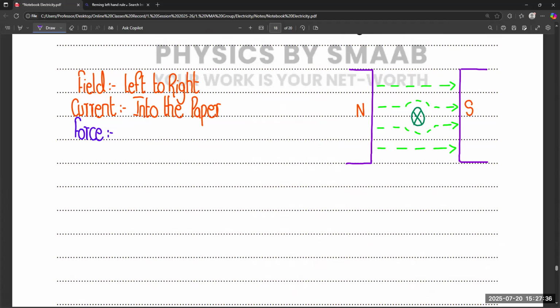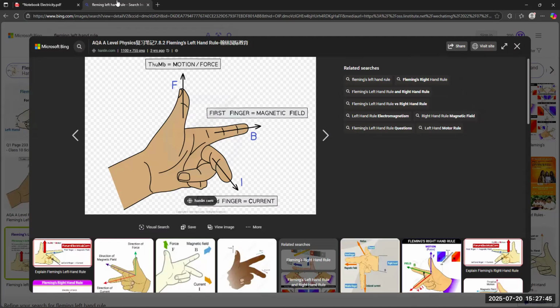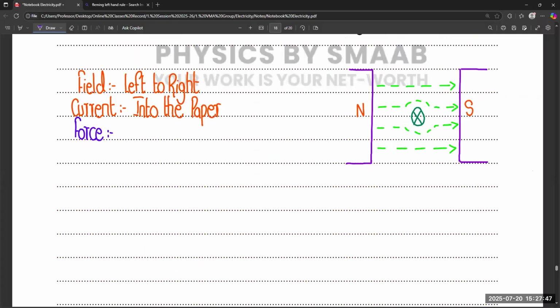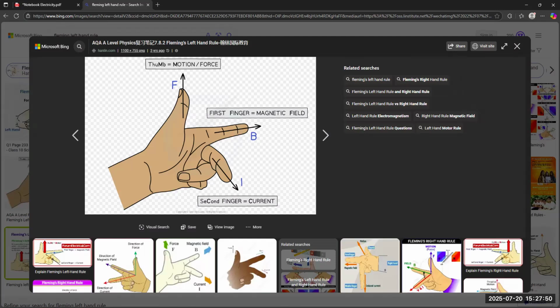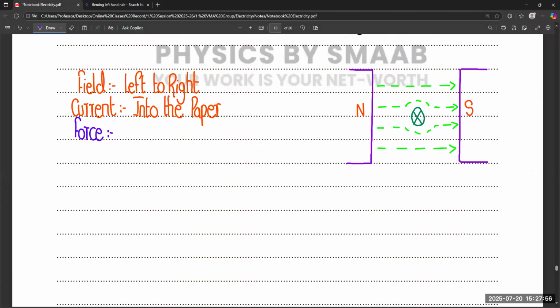So the direction of force will be, if you again use the left hand rule, so magnetic field lines are moving towards the right hand side, just like this, and electric current is into the paper. So again you have to move this orientation of the current into the paper, just like I shared in the group. So again you will get the direction of the force in the downward direction. This is the direction of the force.